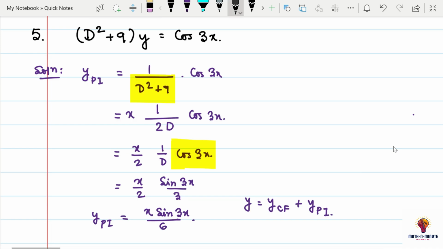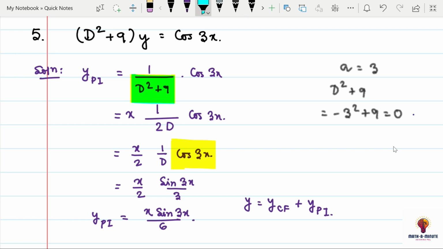I hope you can easily find the complementary function for this problem. But here the D operator function is D square plus 9. Let me check whether this value is equal to 0 or not if we replace D square by minus a square. It's very clear the value of a is 3 here. If we replace D square by minus a square, it will be 0. So we can't apply the previous method here. What we can do? We can apply the second method.